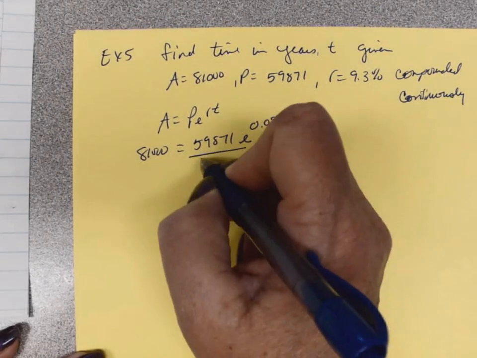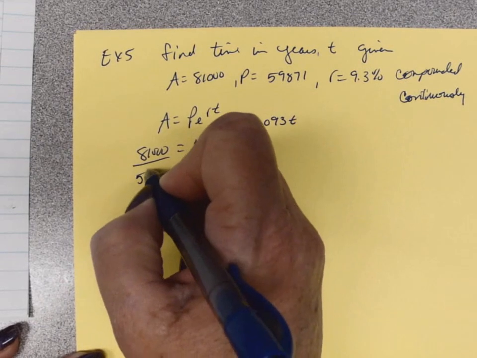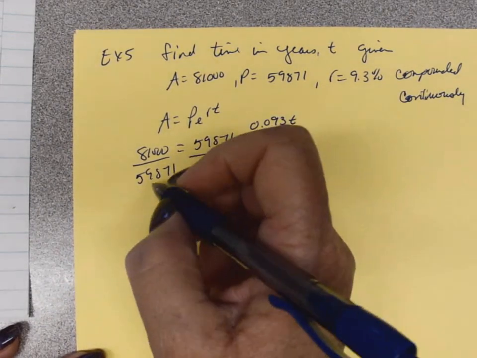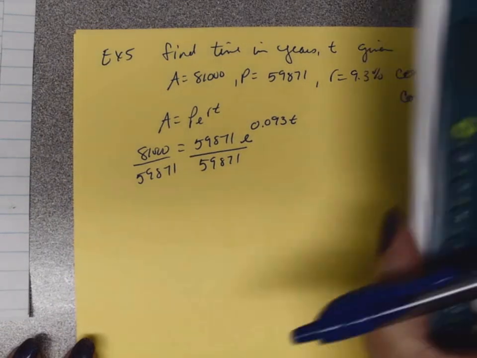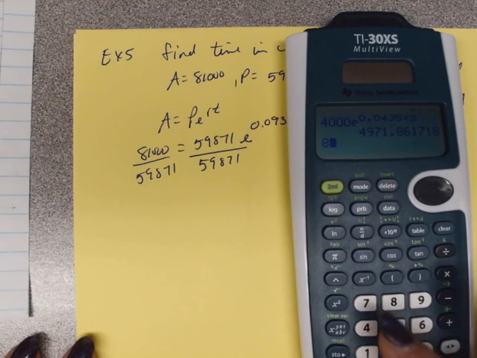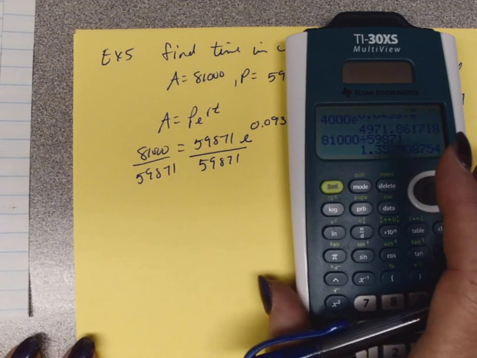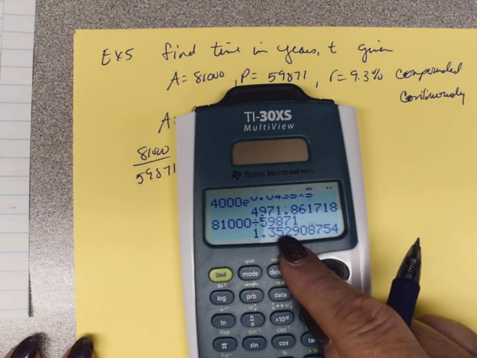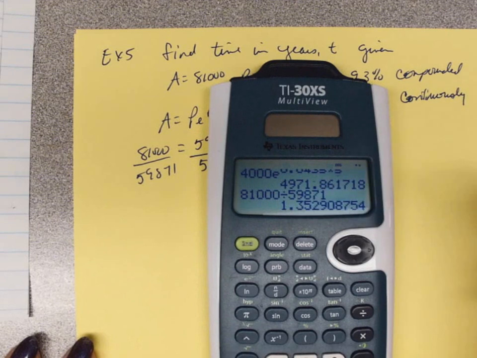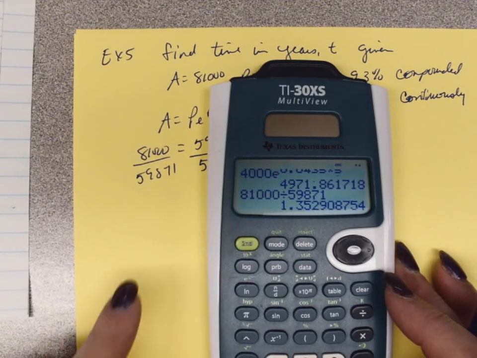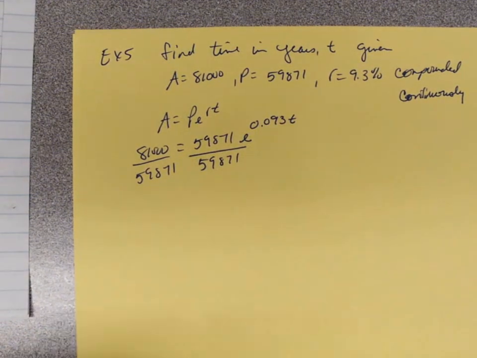So I'm going to divide both sides by the 59,871. And I'm just going to leave it. I don't really like to turn that to a decimal. You don't want to round early. If we take 81,000 divided by 59,871, it gives me this really long decimal. If I just round it to like 1.35, it can change the answer. And then if you're doing your homework online, if you don't have it at the right decimal at the end, it's going to complain. So leave it as a fraction so that we can get a consistent answer.